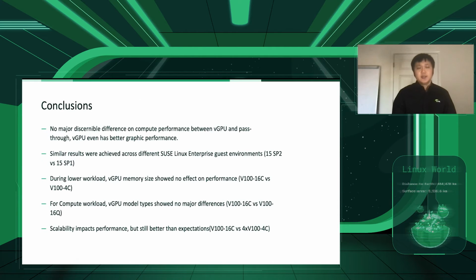So anyway, based on our tests, we found some conclusions here. First, there's no big difference in compute performance between vGPU and GPU pass-through. So that's a very good result, what we wanted. And also we found similar results between different VMs. We also found that during a lower workload, the performance actually shows the same for different vGPU memory sizes.